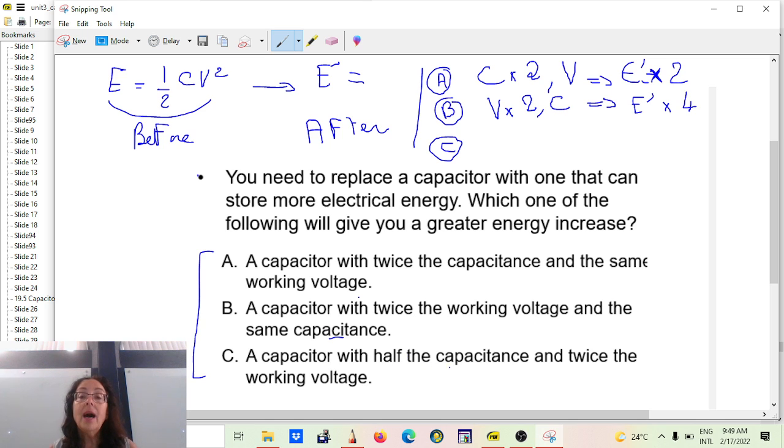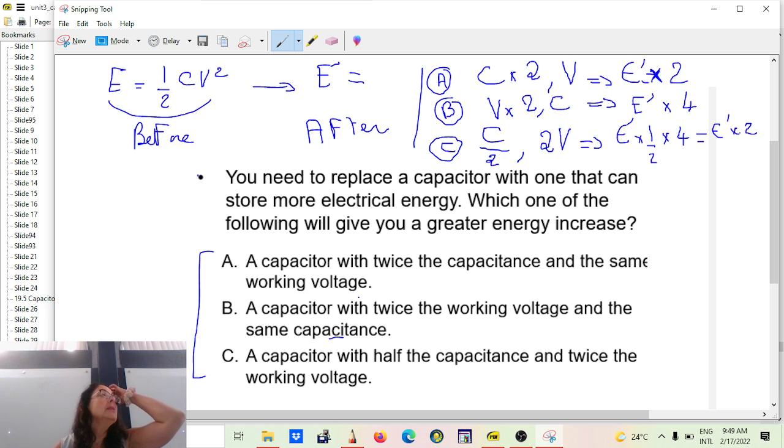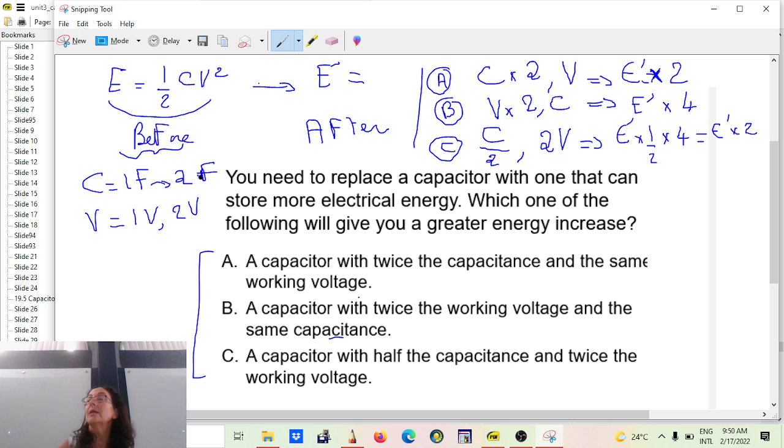So capacitor with half the capacitance. Now, capacitance here is divided by 2, but the voltage is multiplied by 2. So what's going to happen? It will be divided by 2 because of that, but multiplied by 4. So it's going to be multiplied by 2. So the answer is B. That's how you want to do it. Now, if you think that's hard, you can say, okay, before C equals 1 farad, V equals 1 volt. What's going to happen if I have twice that much, so 2 farad, and maybe twice the voltage, and you compute E after. That's another way to do it if you don't like algebra that much.